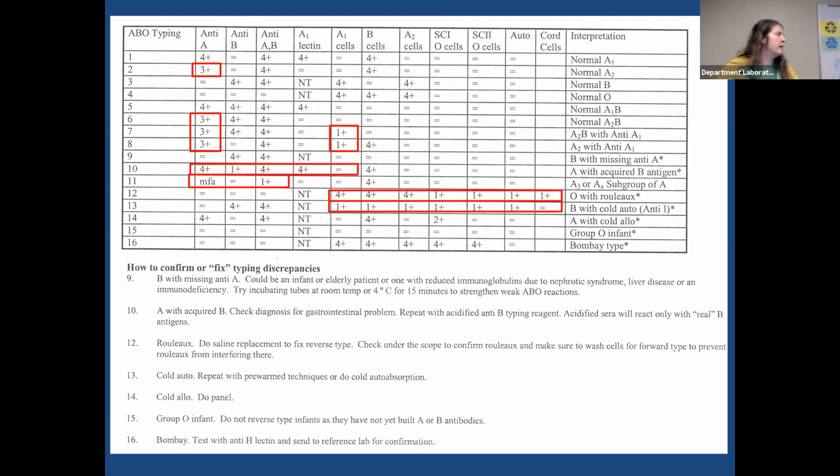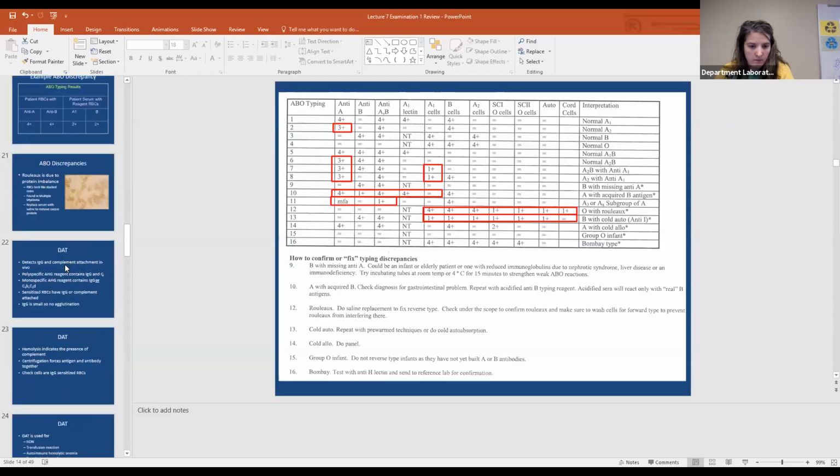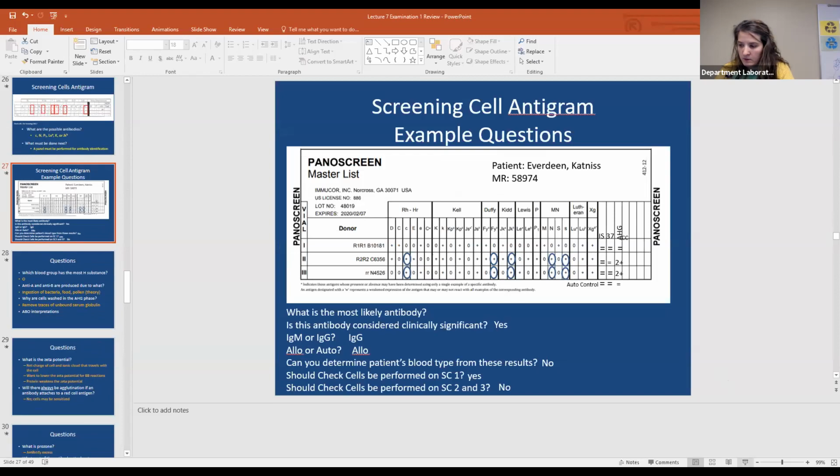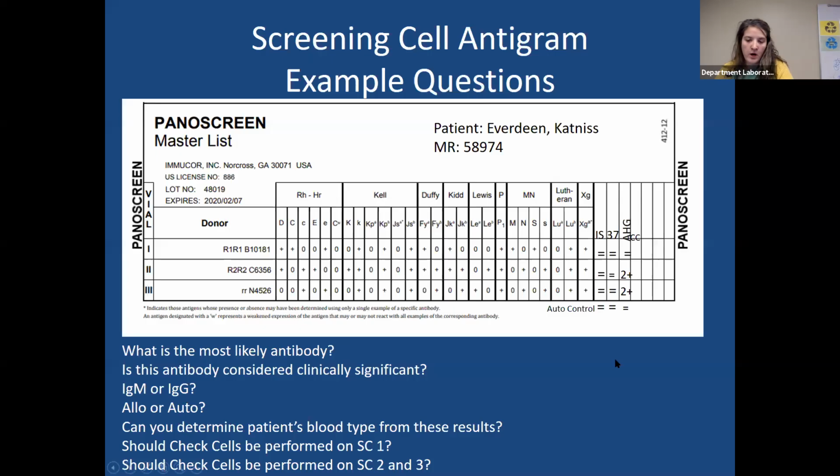So there's some language in blood bank: phase of reactivity, pattern of reactivity. When you're interpreting IAT or panels, we always look at initial spin reactions, 37, and AHG. That's your phase of reactivity. Your pattern of reactivity, this is true both for your antigram and your panel.